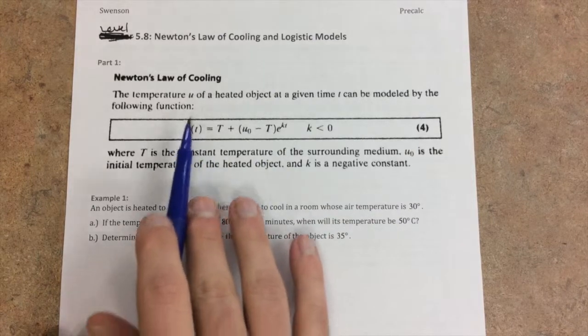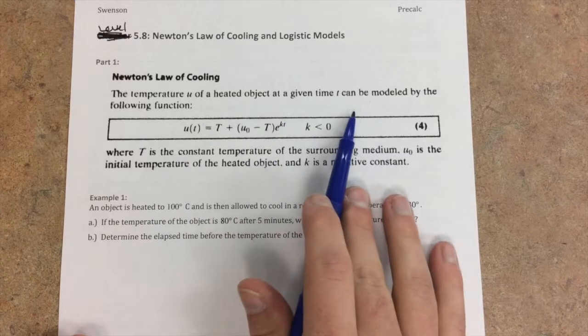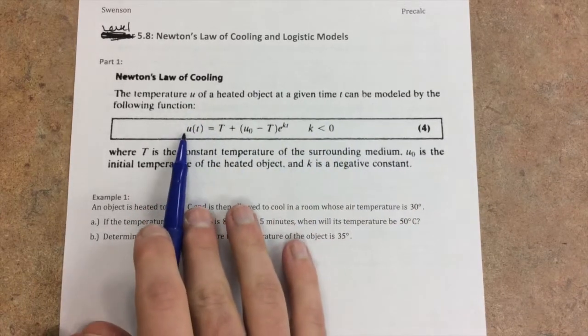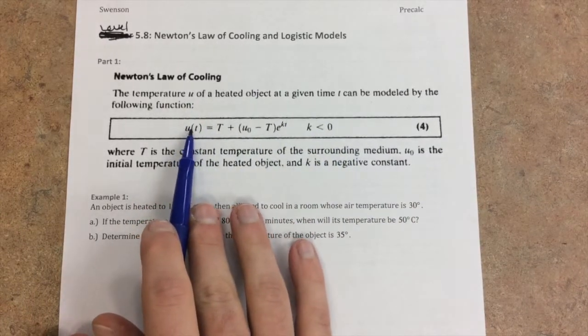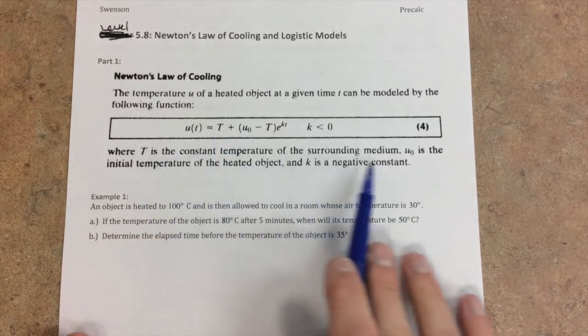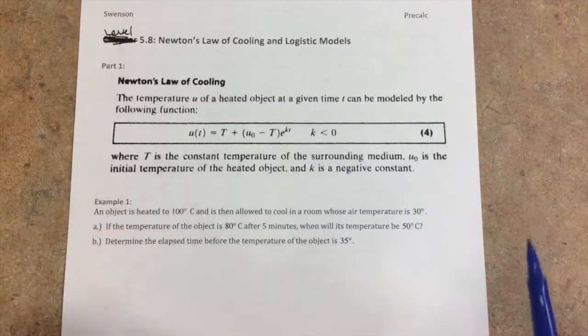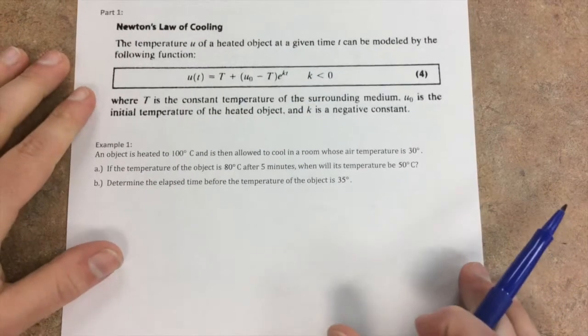It says U is the heated object, the temperature, at a given time. So this is our function of temperature, where T is the constant temperature surrounding the area, U sub naught is the initial temperature of the object, and K is a negative constant, which means it's going down, which means it's cooling down. So let's see if we can use this formula.